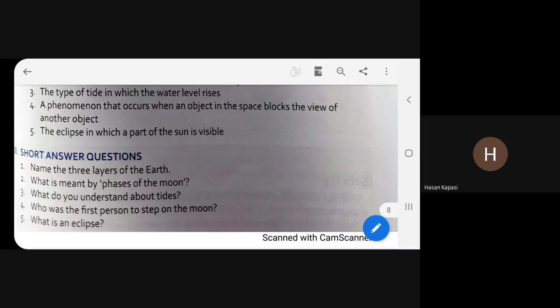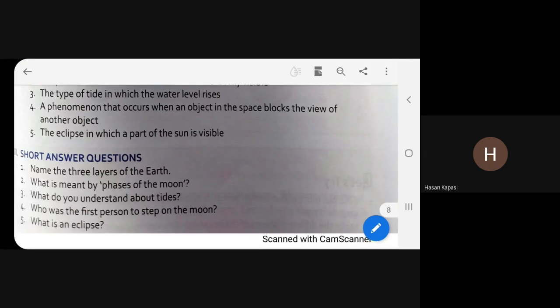Then what do we understand about the tides? The rise and fall of the water in water bodies is known as tides. And the name of the person we also know very well. What is the name of the person who put the first step on the moon? Neil Armstrong. And the last one: what is an eclipse? In space, one object blocks the view of the other object, so that we cannot see the object completely or sometimes partially. That situation is known as an eclipse.